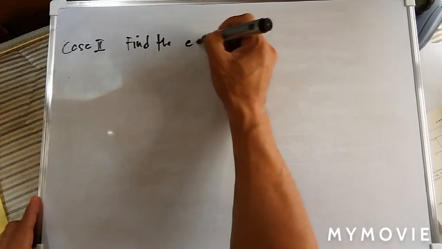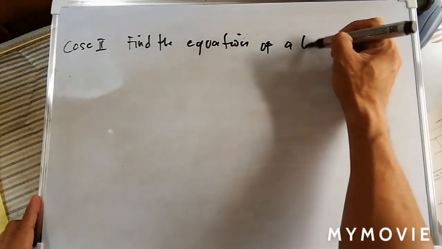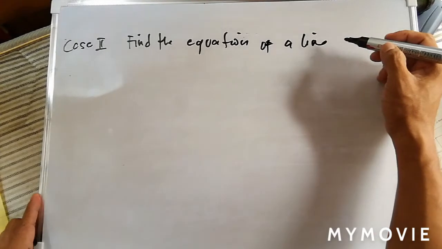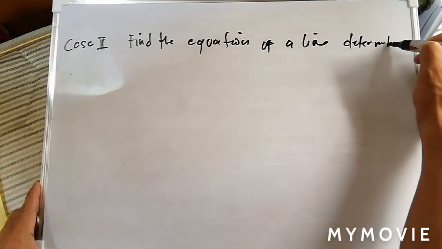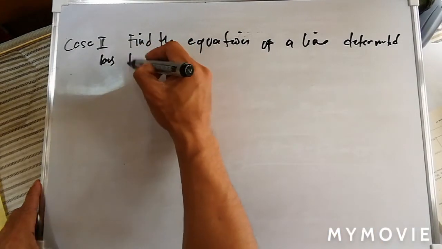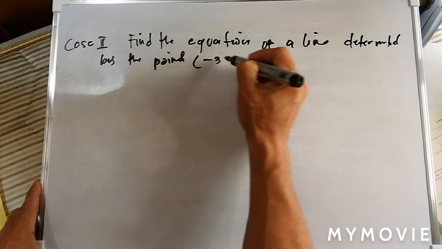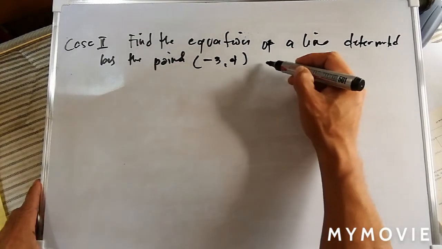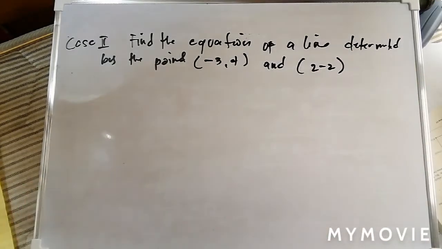Case 2 problem. Find the equation of a line determined by the points negative 3 and 4, and 2 and negative 2.